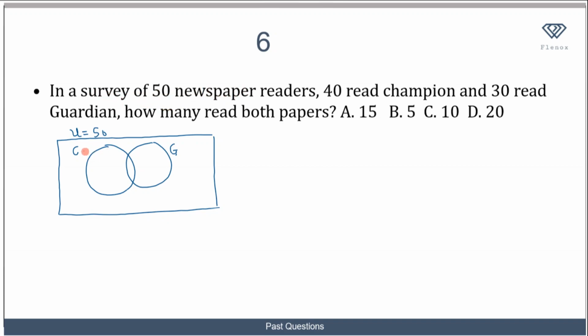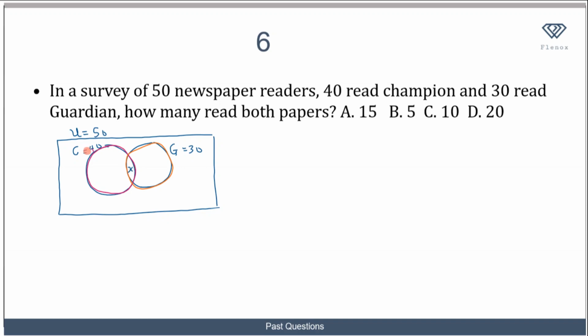So people that read Champion are 40, and people that read Guardian are 30. What does it mean? It means that everybody within this region that reads the Champion newspaper is 40, and everybody within this region that reads Guardian is 30. But there is something to take notice of. Within the intersection here, there are some people that read both Guardian and Champion. Let's note those people that read both newspapers as X.